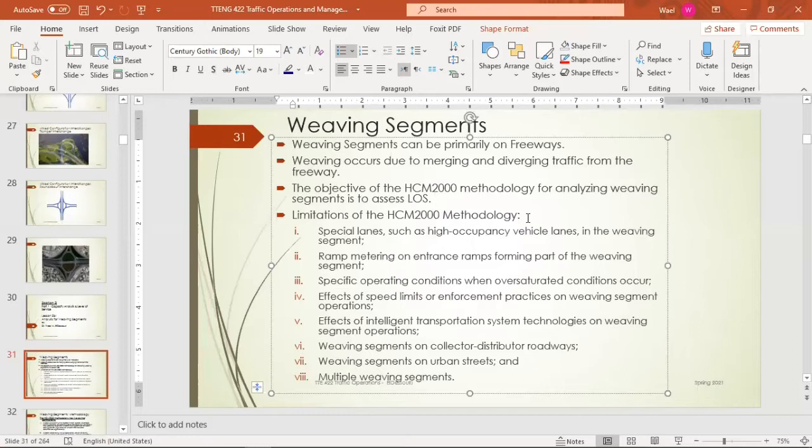The Highway Capacity Method has limitations. What are its limitations? It does not take into consideration special lanes such as a high occupancy vehicle lane in the weaving segment.